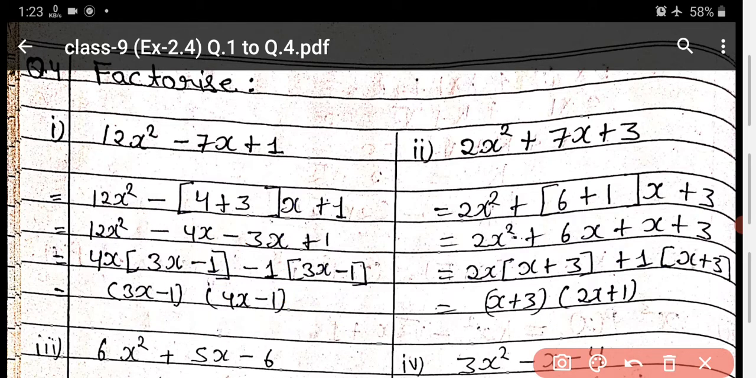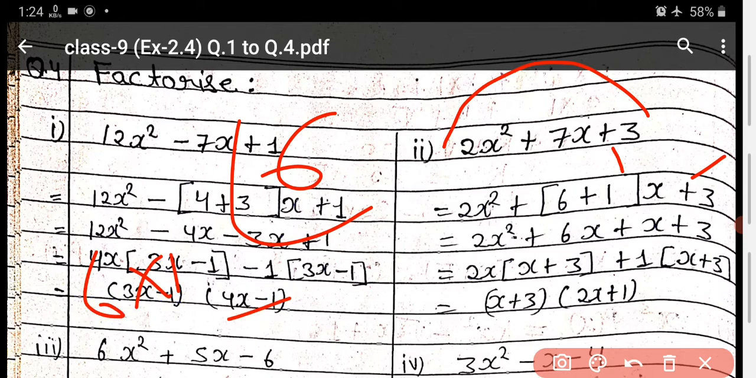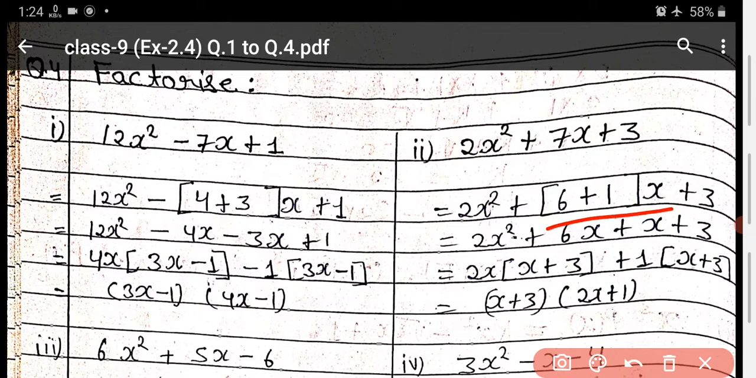Now come to the second question, 3 twos are 6. Now the factors of 6 must be such that when you add, because the last sign is add, it becomes 7. So 6 ones are 6, and 6 plus 1 gives you 7, so the factors are 6 and 1. Just write the factors, then open the bracket.